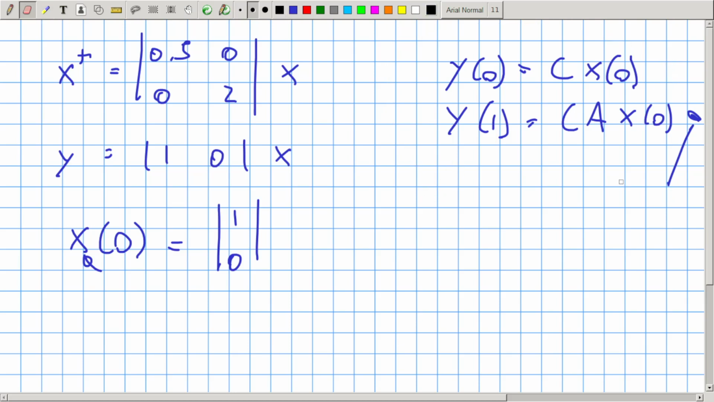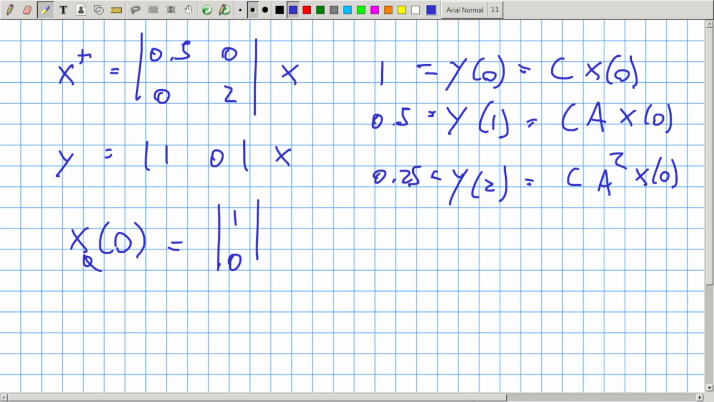This one, may somebody help me? So this one is going to be equal to 0.5. This is going to be, sorry, 1. This is going to be 1. This is going to be 0.5. Am I right? True? And if I go to y of 2, I hope you see it, this is going to be 0.25. Together? Perfect.